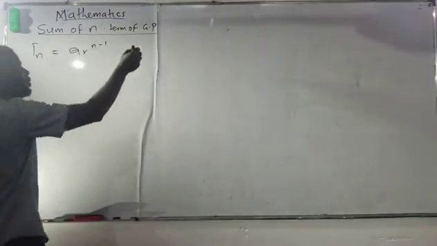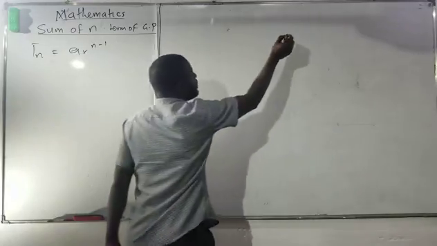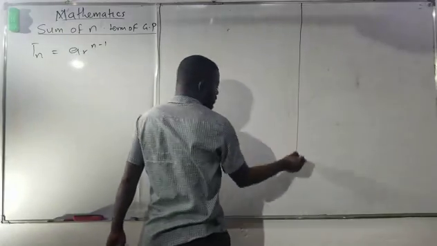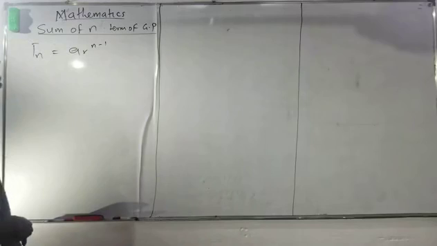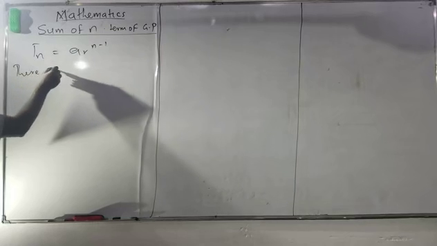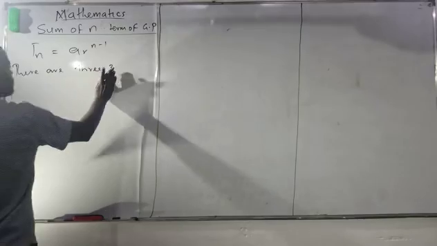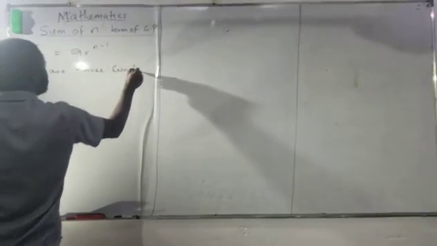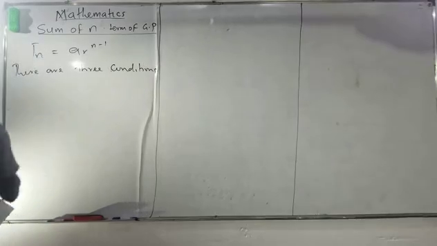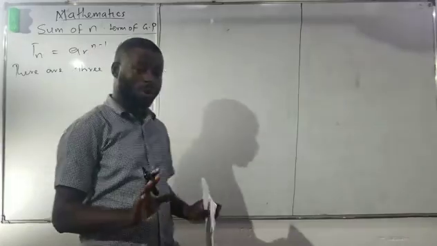Now, there are three conditions attached to this area. I don't know if I'll be able to cover everything in this video; if not possible, it will be in the next video. There are three conditions, and the condition is on r, which is our common ratio.